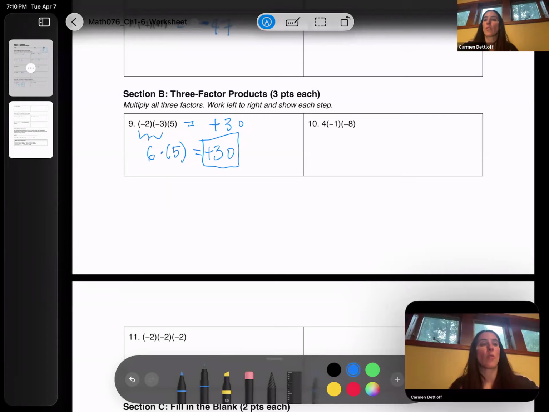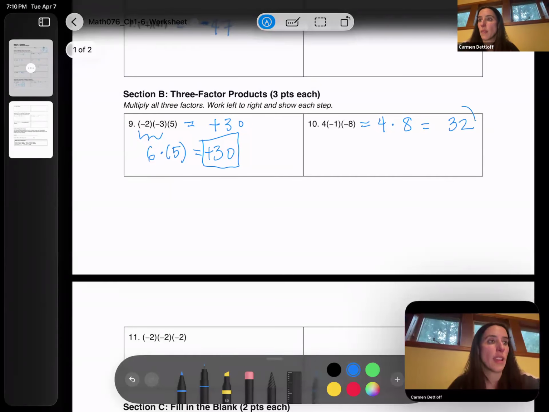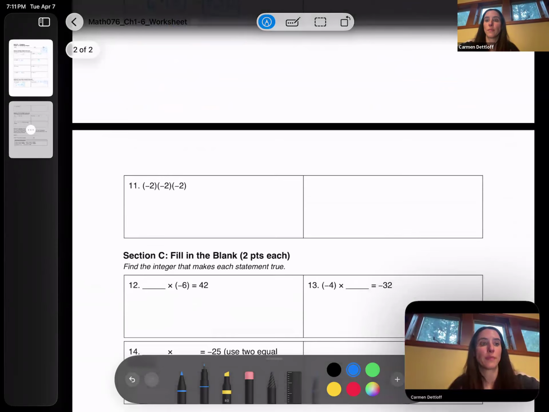I'm going to do it in order of multiplying my negative numbers together first. So I've got 4, and I'm going to do negative 1 times negative 8. So negative times a negative becomes positive. 1 times 8 becomes 8. So I get 4 times 8. 4 times 8 is 32. And it makes sense that this is positive because I had an even number of negatives.